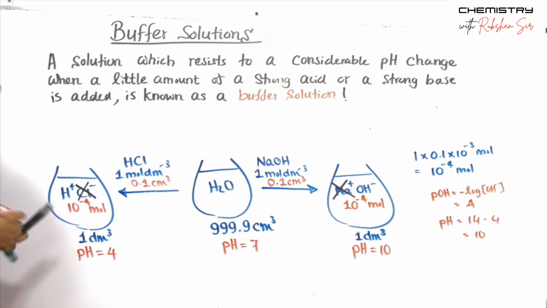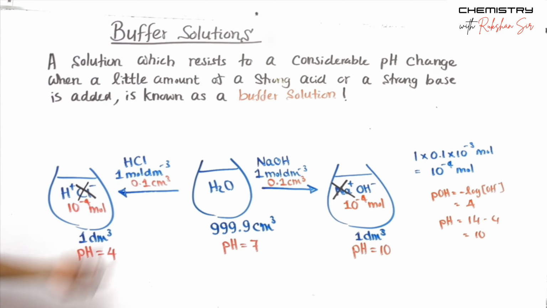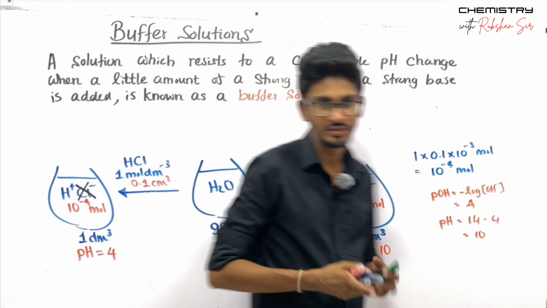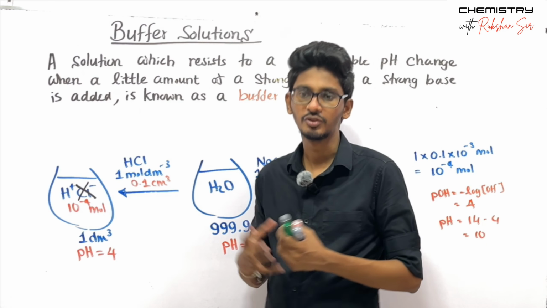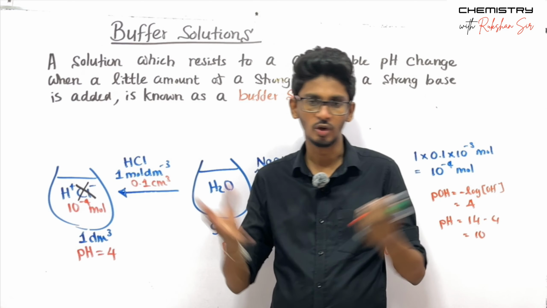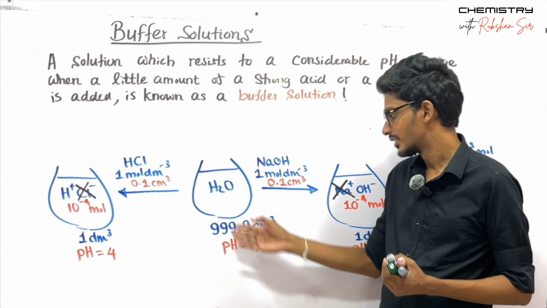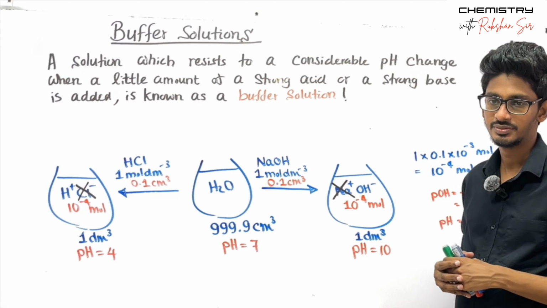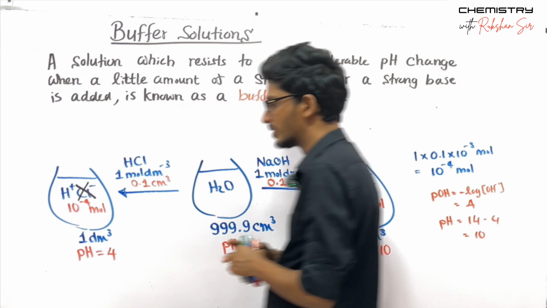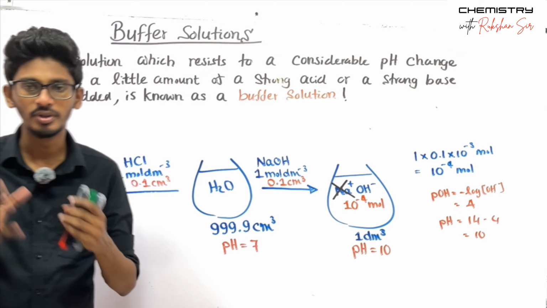So you clearly see the pH has dropped by 3 units if you add a very little amount of a strong acid. So this is what happens if you are to add a little amount of a strong acid or a strong base to neutral water, to a normal solution. You could observe some greater change with the pH. The pH change can be observed to a great extent, by 3 units in this case. Right? This is what happens with the normal solutions.